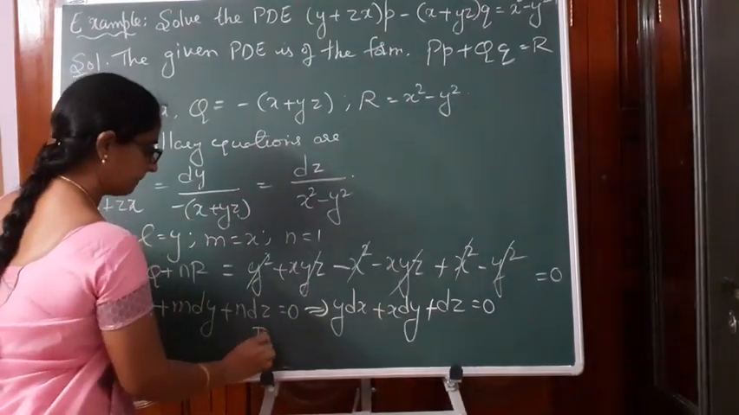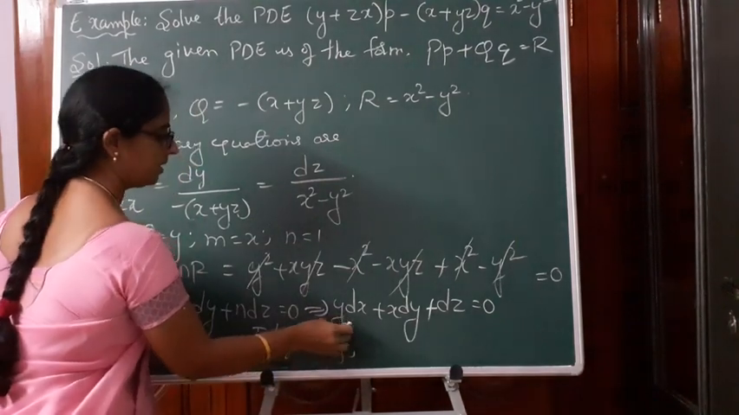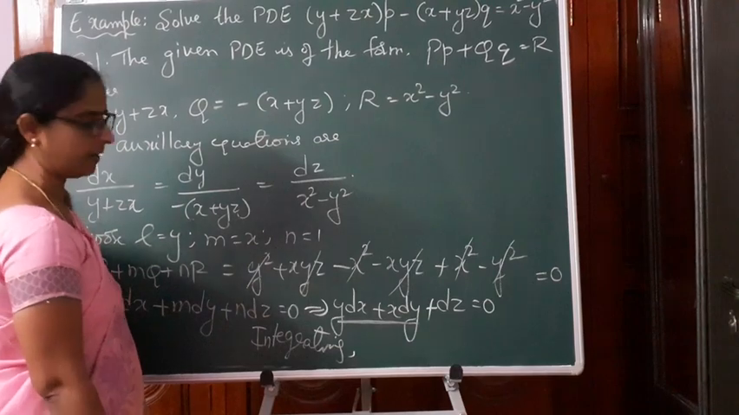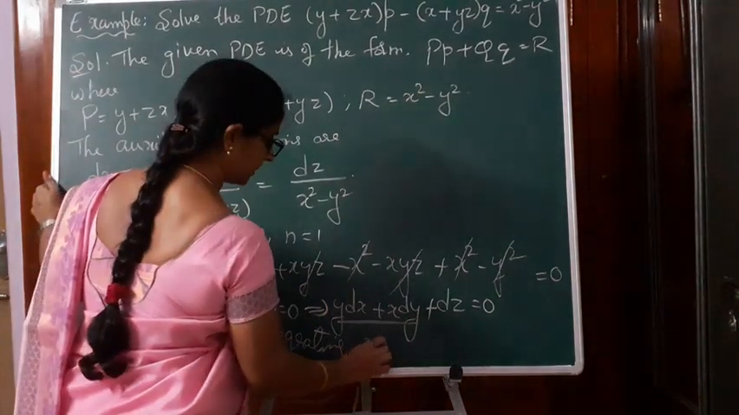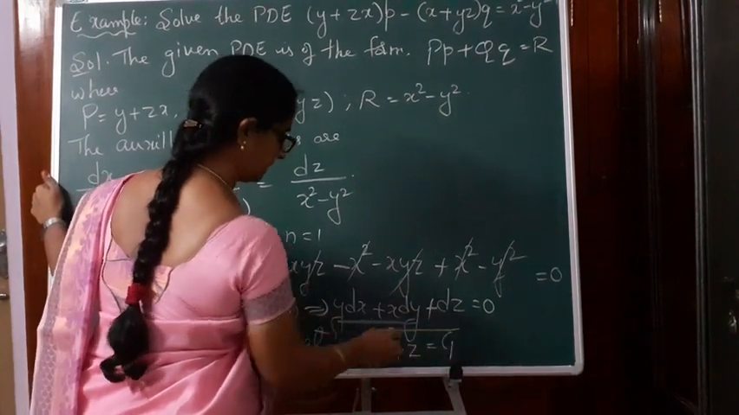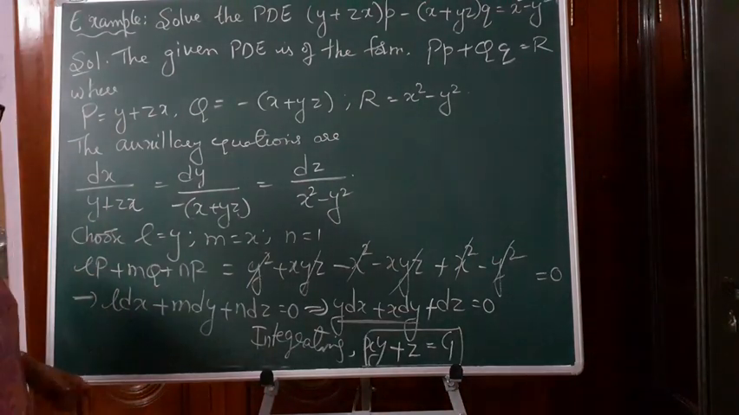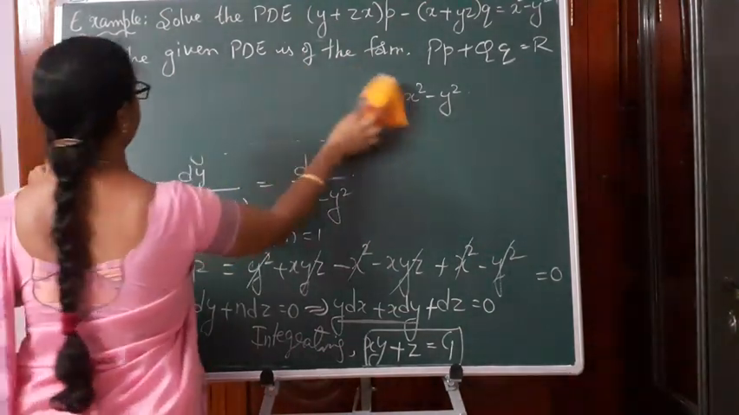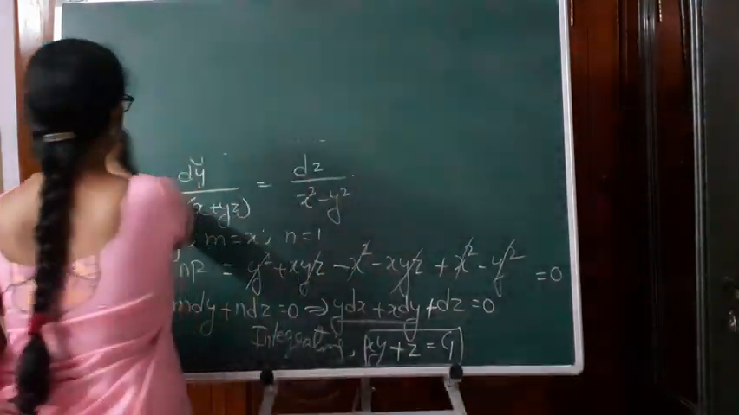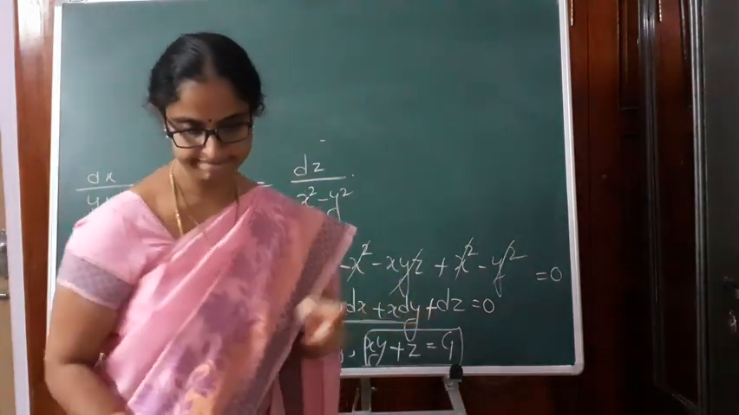On integrating, we get integral y dx plus x dy, which can be written as derivative of xy, where integral of derivative of xy gives xy, plus integral of 1 dz, is equal to c1. This is the first solution. And we have to choose another set of multipliers to find the second solution which is independent of the first one. So now let us try for another set of multipliers.